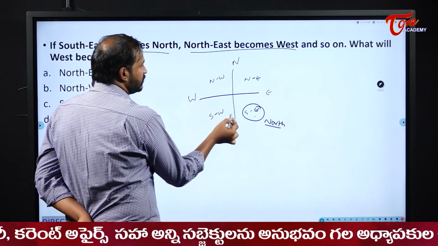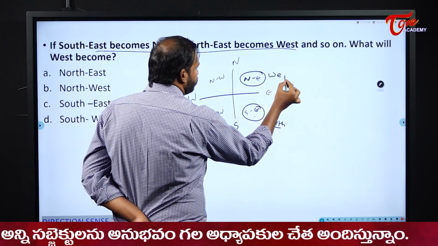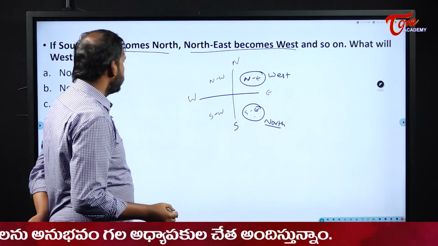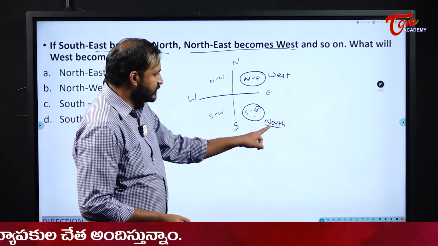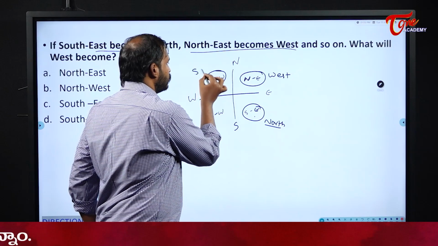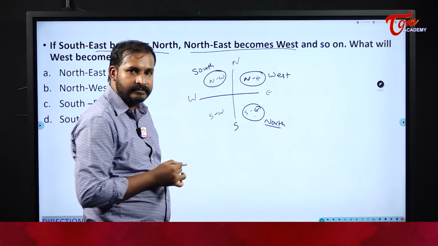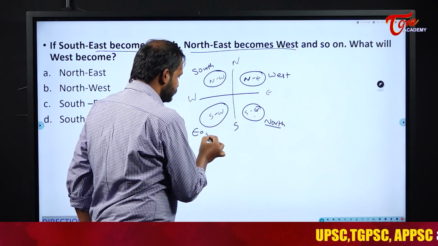Northeast becomes west. Northeast, where you have northeast? Here I have northeast, and this is becoming what? West. And so on. What will west become? See here, students. If this is north, what is opposite to north? This will become what? South. Am I correct? If this is west, what about its opposite one? It will become what? East.